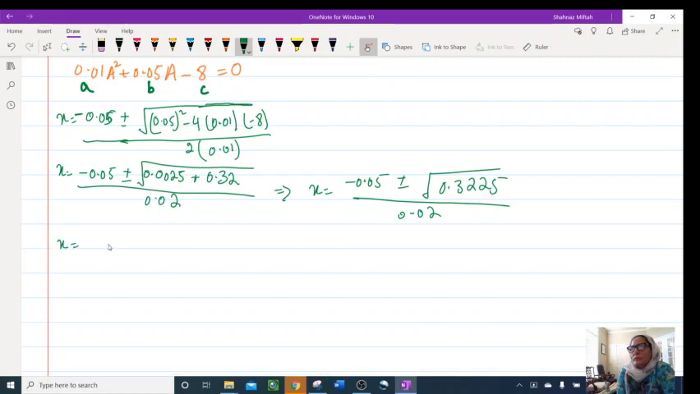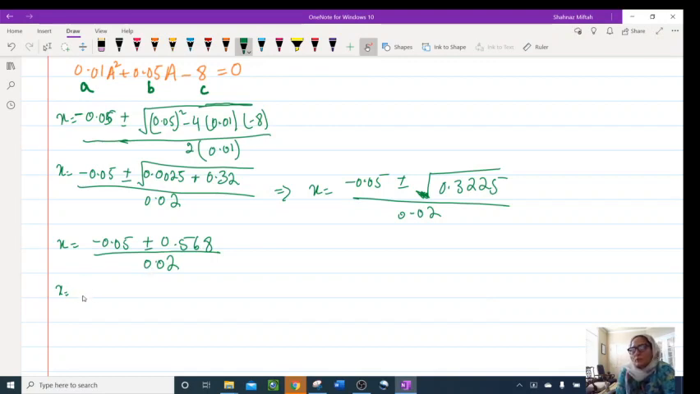Okay, let's get the square root. I have -0.05, positive or negative. What is the square root of this? Again, plug it in the calculator. This is not something we can do without a calculator. I mean, you can if you want to, but I don't want to. The square root is 0.568. Then I have 0.02. Since I have positive and negative, you just pay attention here. I'm going to solve this whole thing with positive and with negative.